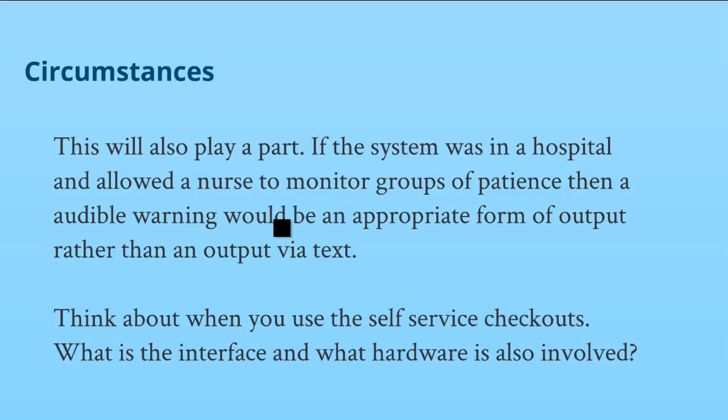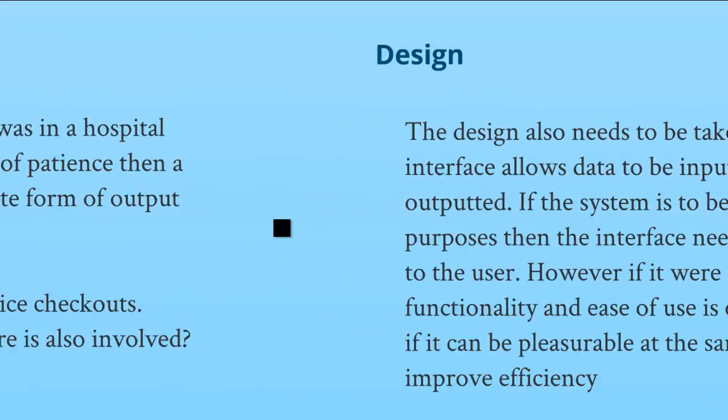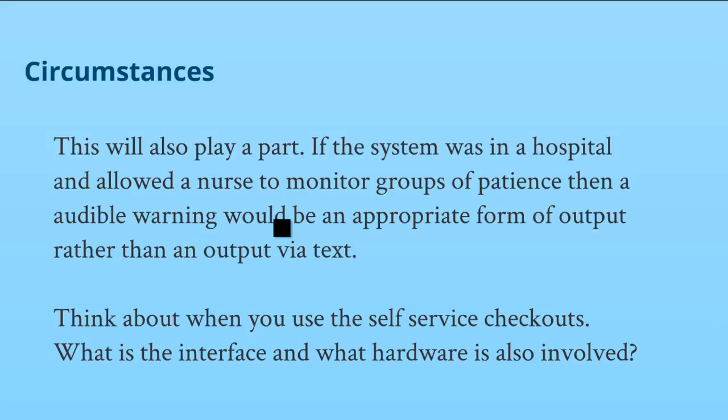What is the interface and what hardware is also involved? So when you're using self-service, you're going to have a touchscreen and you're going to be able to input your various items through use of a barcode scanner as well as manually through the touchscreen if you need to, and the outputs are going to be sound and a printout of a receipt as well as the information coming up on the screen to show what you have purchased so you can check that what you've scanned is the correct item. Now, amongst other things that you can probably think of when you're thinking about that situation.